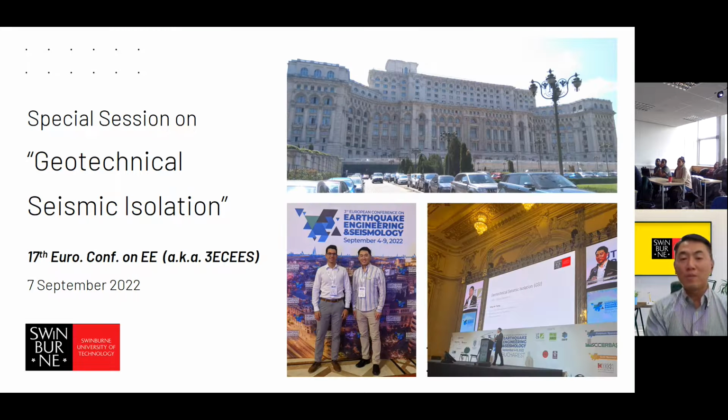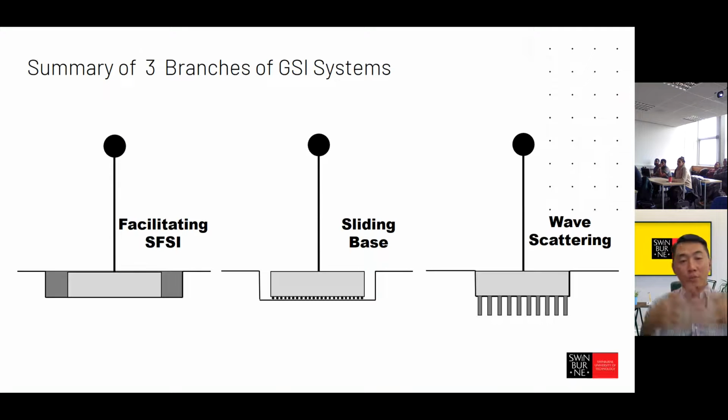And as Juan also mentioned, we also had a special section on GSI in the 17th European Conference on Earthquake Engineering last year. And we will also have another technical section, hopefully, in the World Conference next year. To summarize what I've just introduced, these are the three main branches of the GSI system. From the left-hand side, the first branch is creating a flexible base or flexible foundation for facilitating soil-foundation-structure interaction. In the middle, the second branch is creating a sliding base.